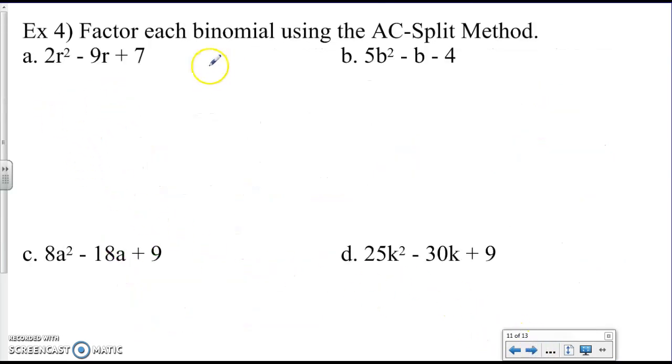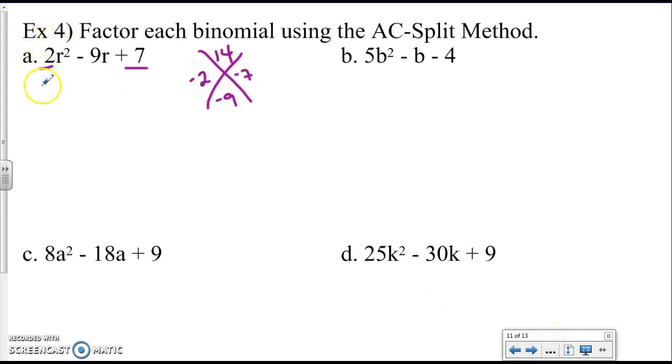Okay, let's try a couple more. Setting this up, I'm going to do AC split. So 2 times 7 is 14. Negative 9 goes in the bottom. So the two numbers that multiply to give me 14 and add up to negative 9 are negative 2 and negative 7. And the order does not matter for that.